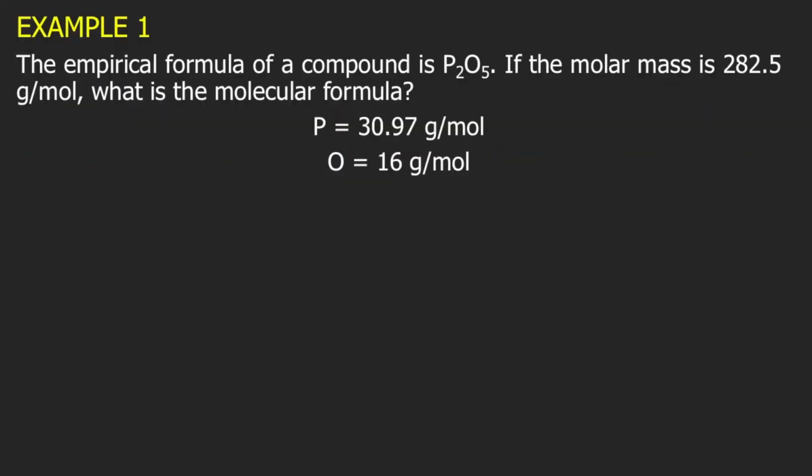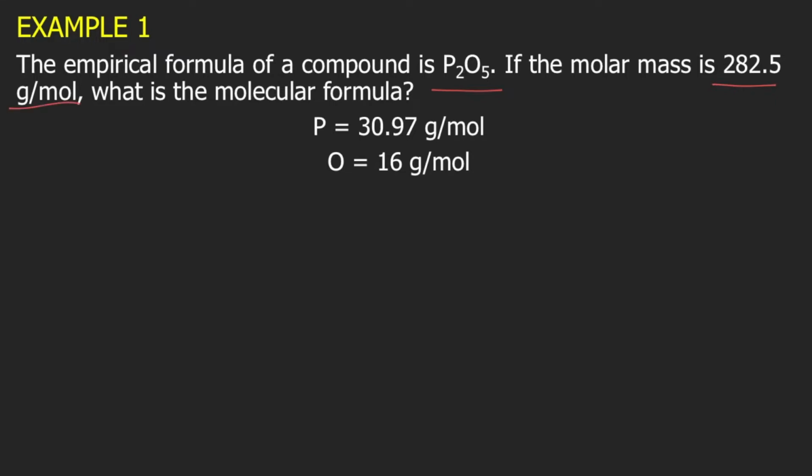Let's proceed to example 1. The empirical formula of a compound is P2O5. If the molar mass is 282.5 grams per mole, what is the molecular formula? So we are given the empirical formula, P2O5. We are also given the molar mass, which is 282.5 grams per mole.